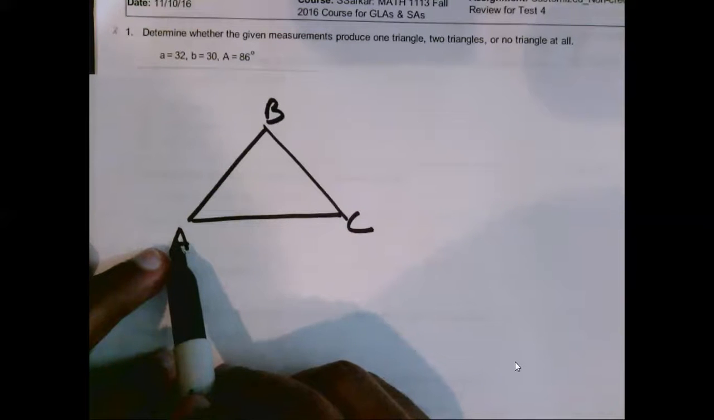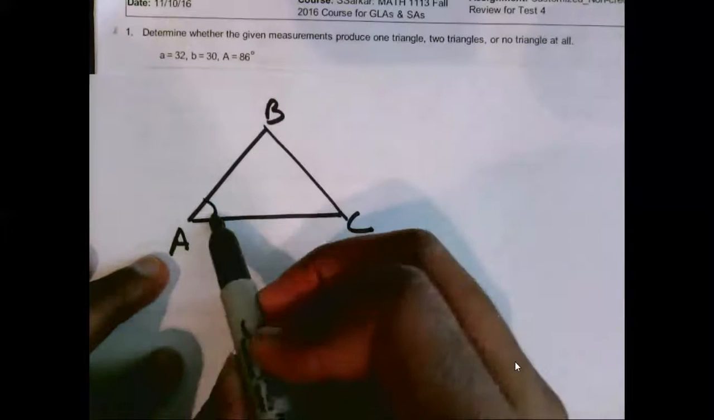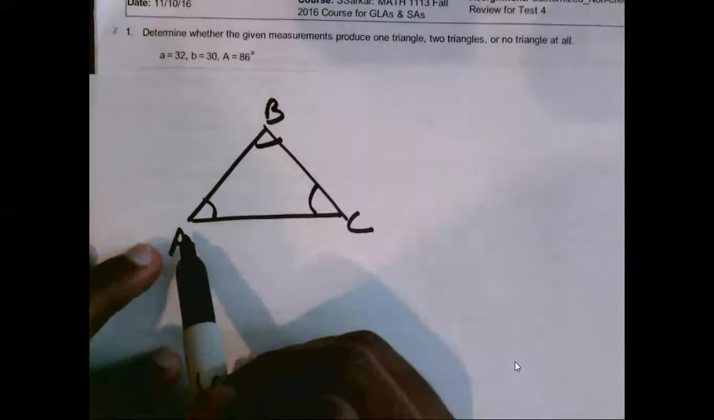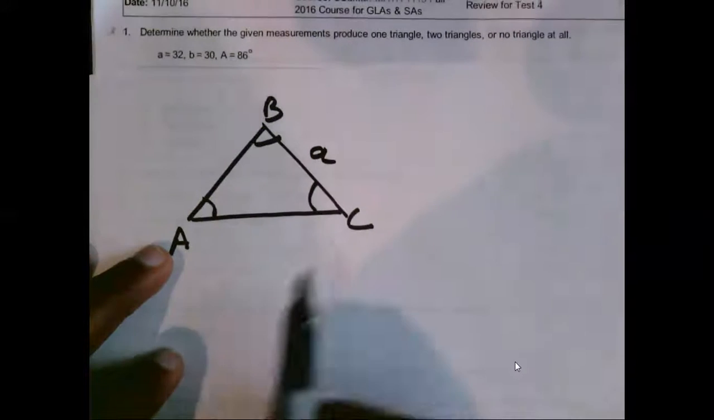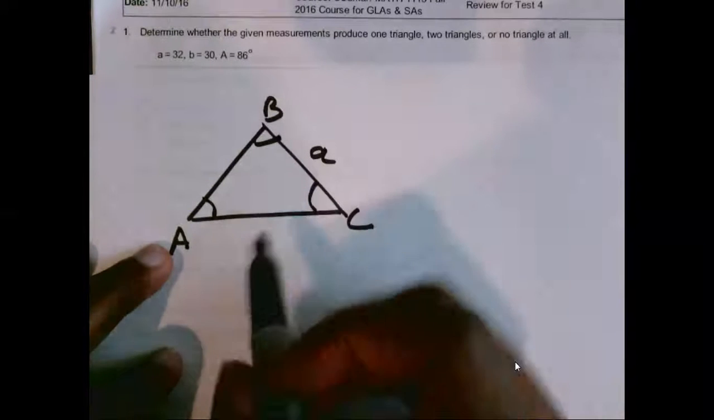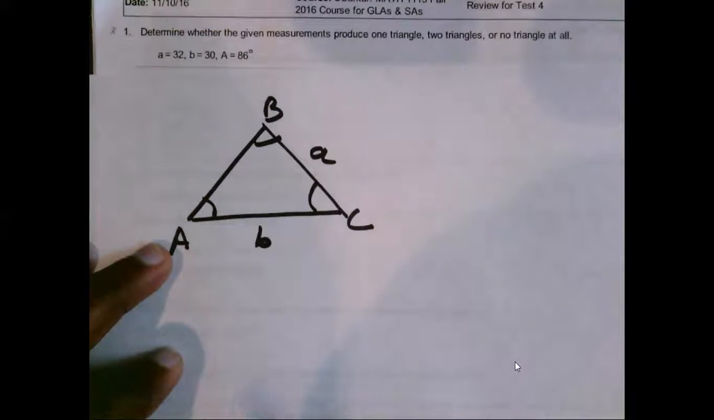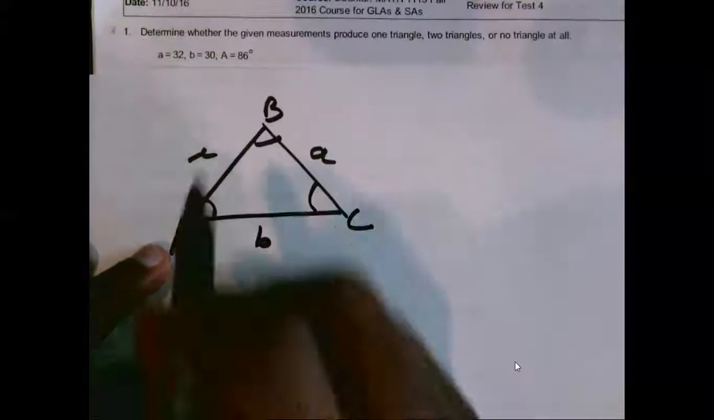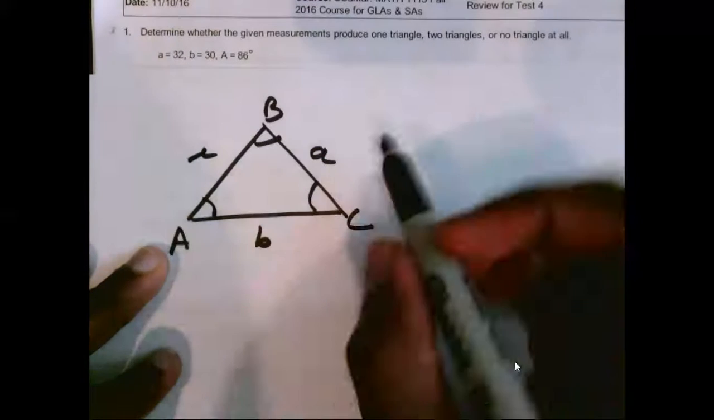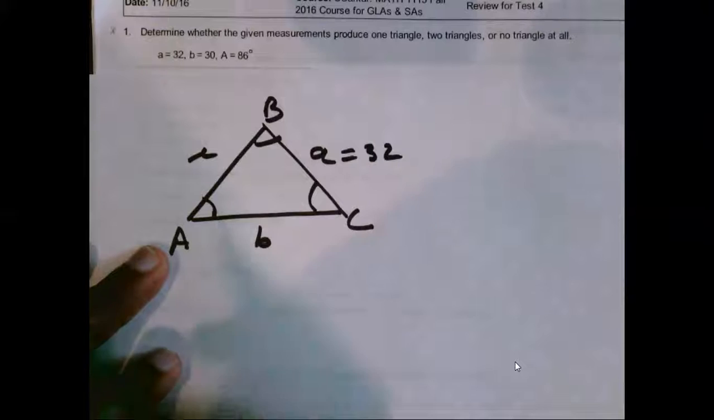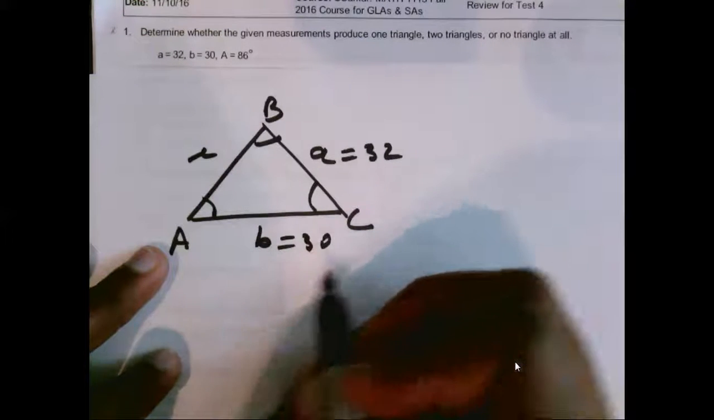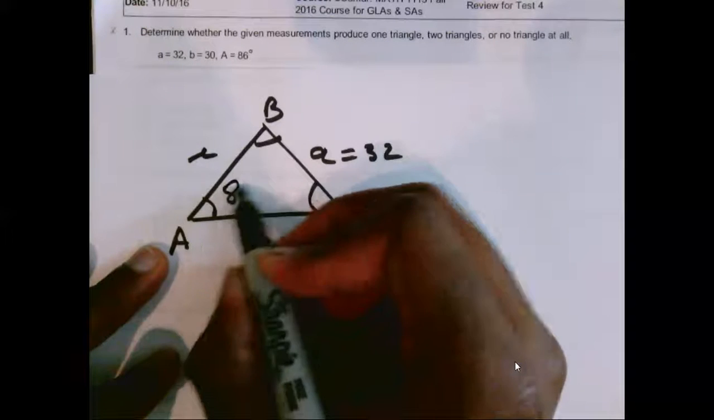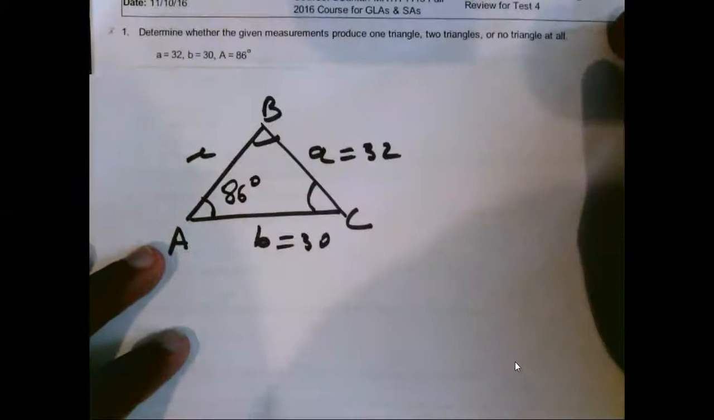This is angle A, this is angle B, this is angle C. The side opposite angle A will be labeled small a, the side opposite angle B will be labeled small b, and this one will be labeled small c. What they're saying is that small a is equal to 32, small b is equal to 30, and angle A is equal to 86 degrees. So the question is, how many triangles can we form given those measurements?